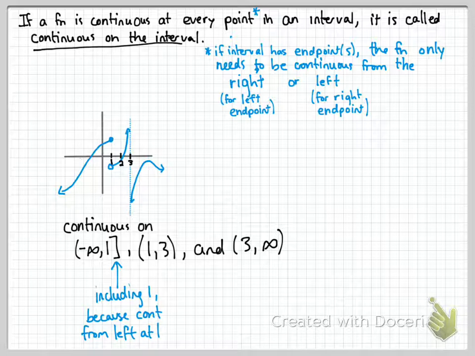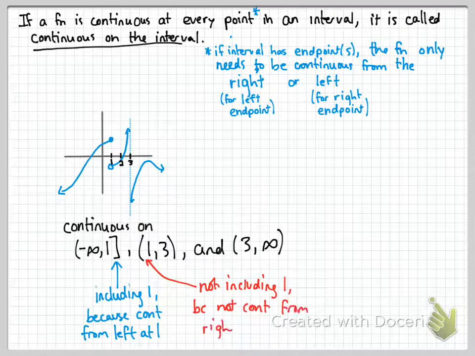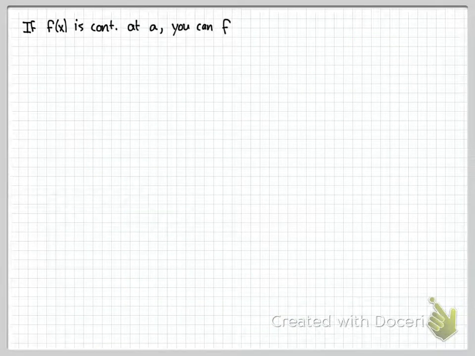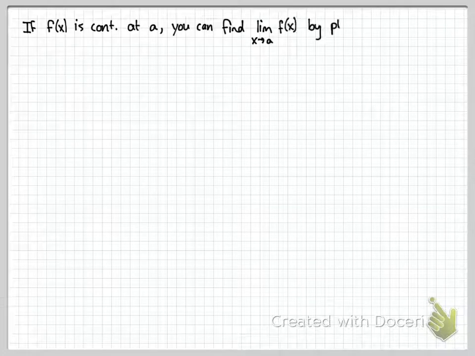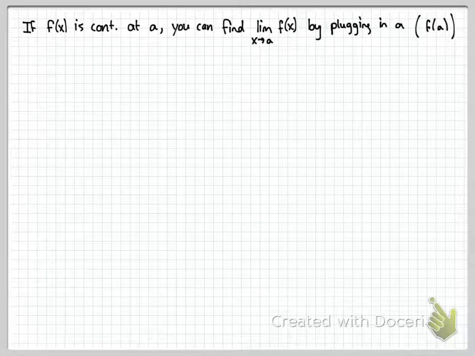Okay, again, that first interval includes 1, because the function is continuous from the left at 1. But the second interval does not include 1, because the function is not continuous from the right at 1. Okay, here's what I was going to say before. If the function is continuous at a, you can find a limit just by plugging in a. So find f of a instead of having to deal with finding the limit.